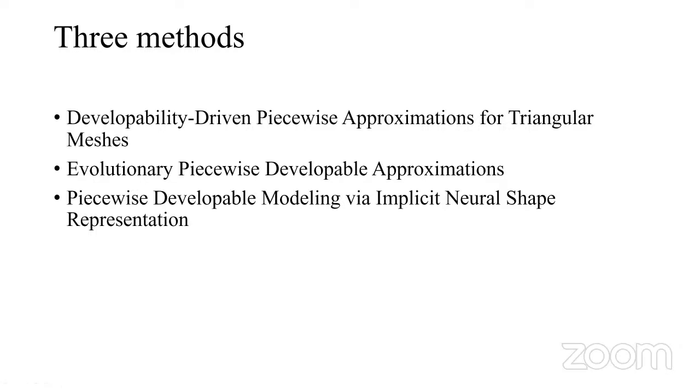The final work is using a neural network, an implicit function, to make the deformation independent of tessellation. Here are the three works. But one future direction is still not resolved: how to add human intuition into the generation process. It means how can you get results that are like those created by humans? Thank you.